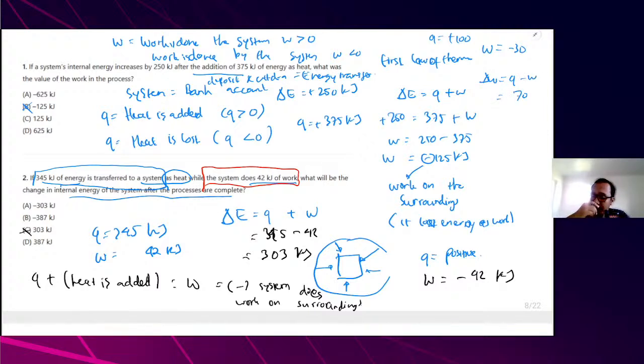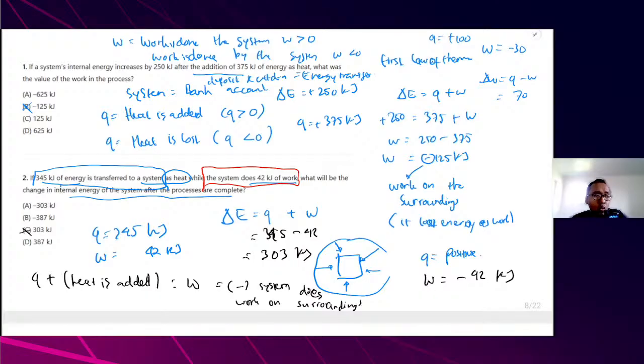Just remember, heat added, energy comes in. Heat released, energy leaves. Like paying for a meal, paying for your grocery, like a gift deposit. And then if work is done on the system, remember, work done on the system, someone else deposits money.